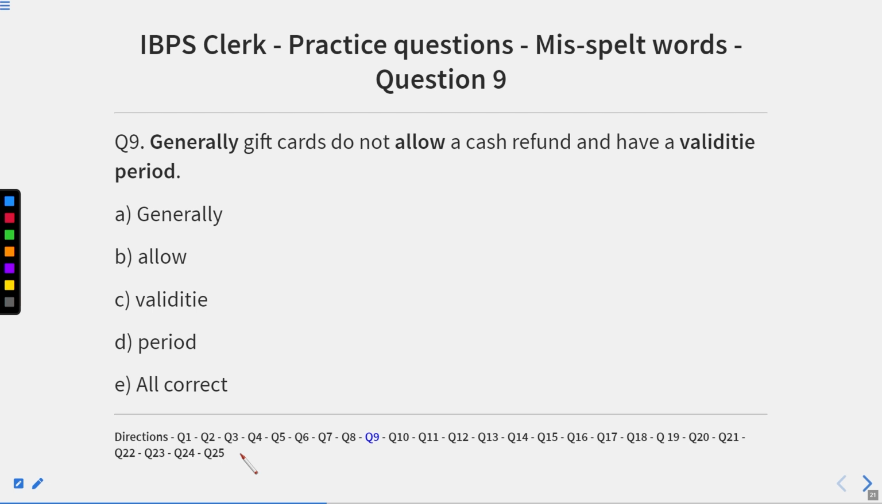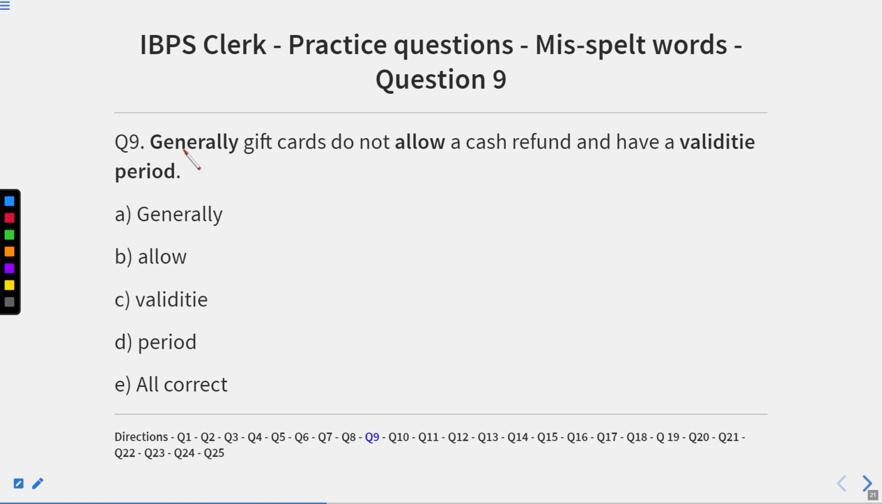Generally, gift cards do not allow a cash refund and have a validity period. Now, you must have heard this word many times, that is validity. Validity is actually the time duration in which one thing is accessible or up to which the thing is in work. For example, the validity of our calling packs and validity of anything. So generally gift cards do not allow.